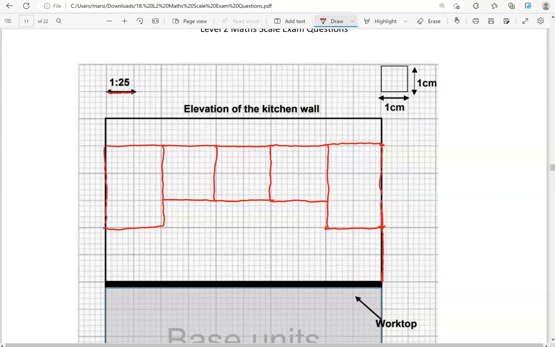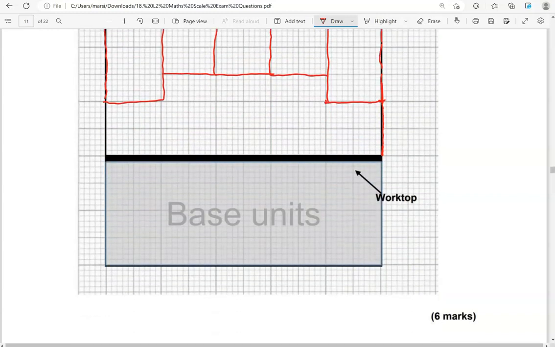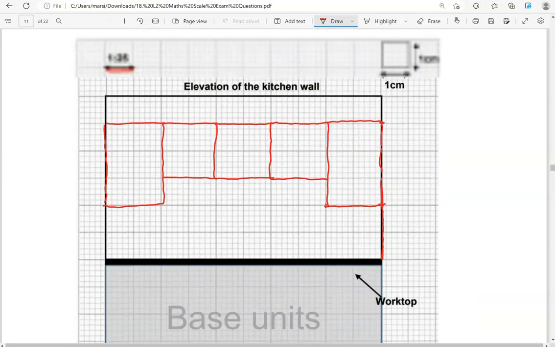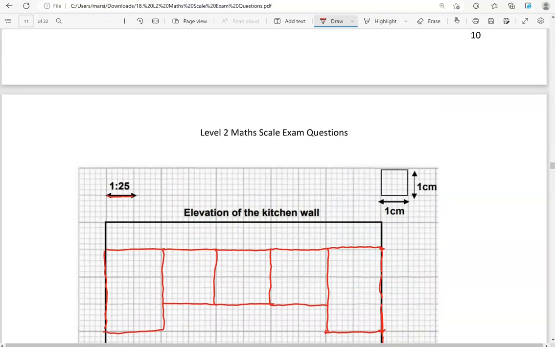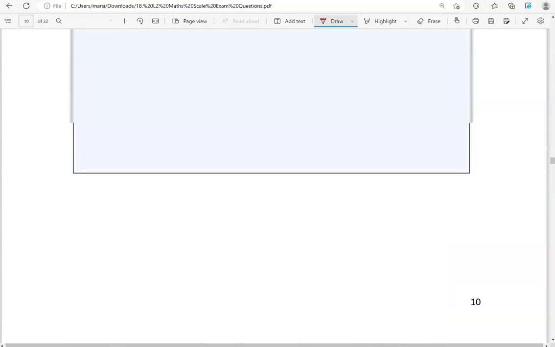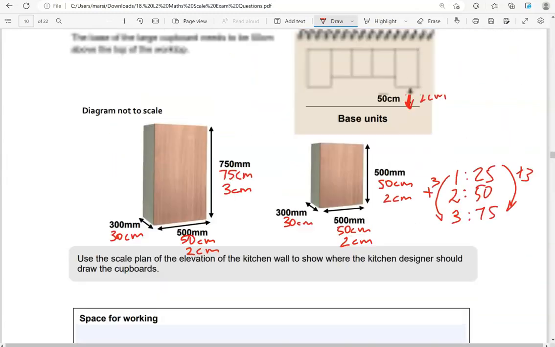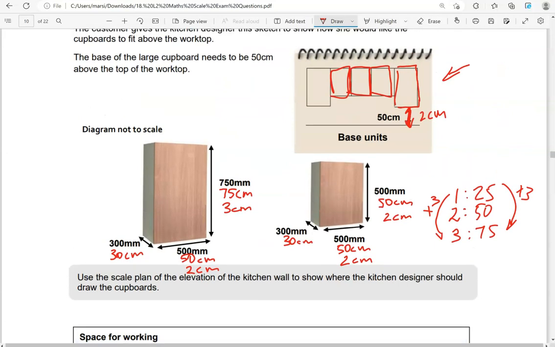Now I haven't used the ruler, but it makes sense to use the ruler and draw the lines correctly. So let's just double check. We've got all of the 5 cupboards, a gap of 2 centimeters on the grid. We've got long cupboards 2 centimeters by 3 centimeters, and the short cupboards 2 by 2.